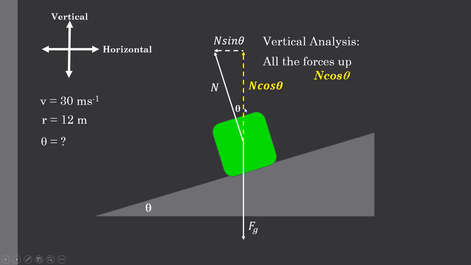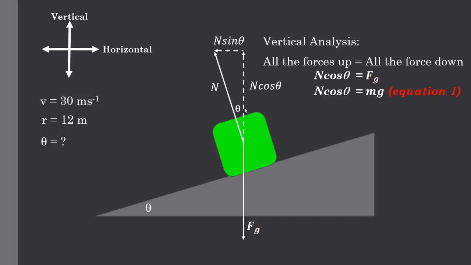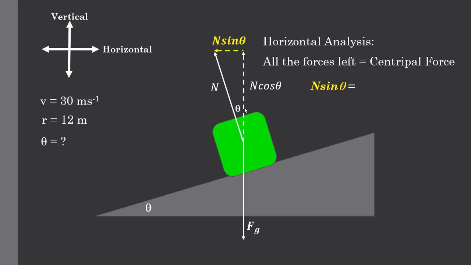And we can see that the vertical, all the forces upwards, well, there's only n cos theta, is equal to all the forces downwards. And in this case, without the frictional force, it's just the force due to gravity. We're going to call this equation 1. Now looking in the horizontal direction, n sine theta is the only force operating in the horizontal plane, so that has to be equal to the centripetal force, the net centripetal force, mv squared on r, and that's equation 2.